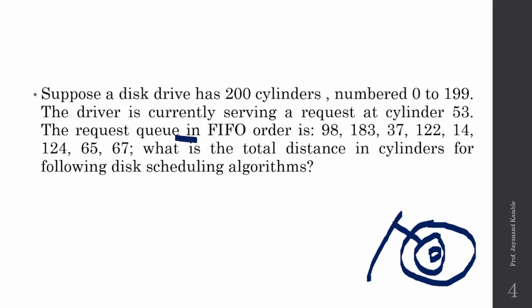The request queue in FIFO order is given: cylinder number 98, cylinder number 183, cylinder number 37, 122, 14, 124, 65 and 67. The objective is to calculate the total distance in cylinders for the various disk scheduling algorithms.